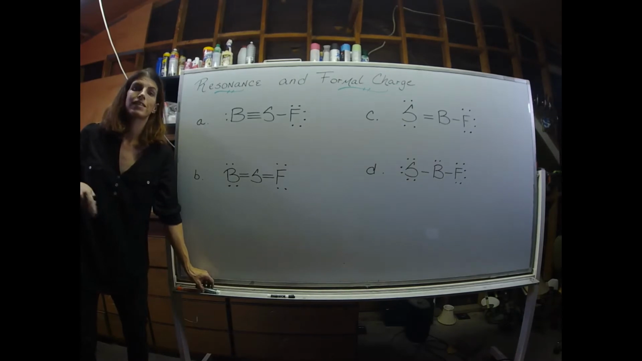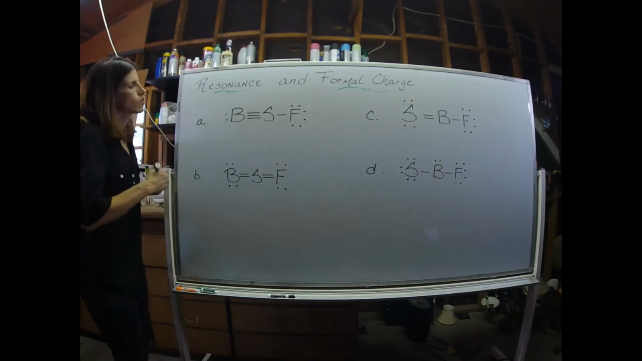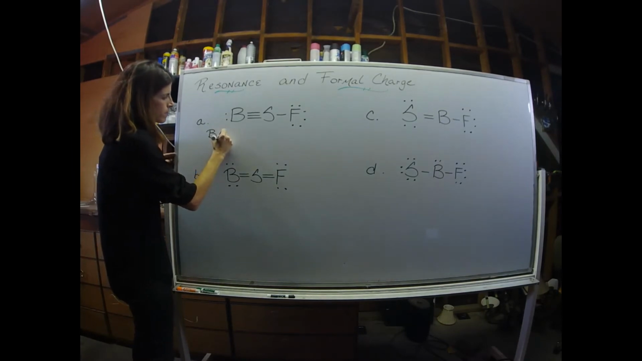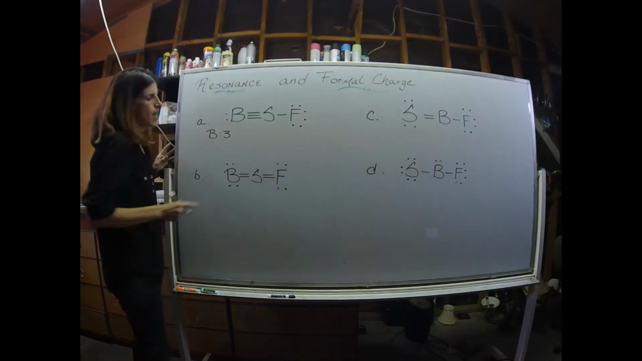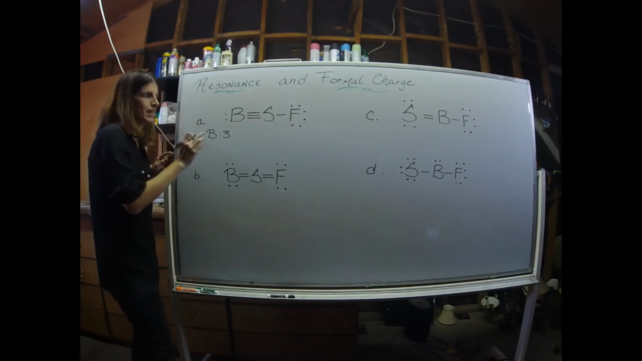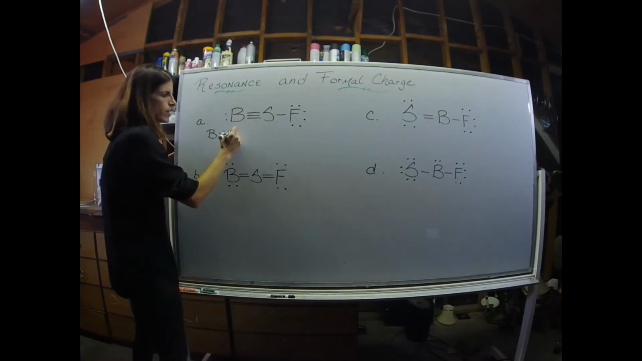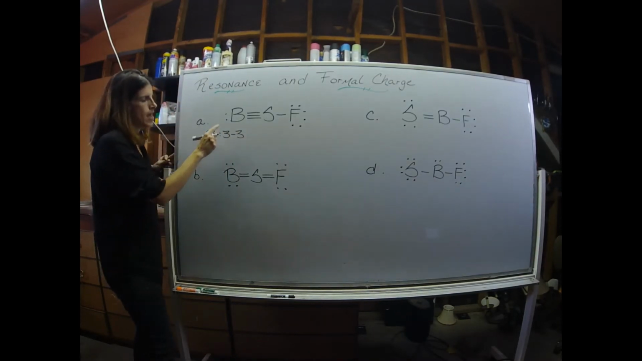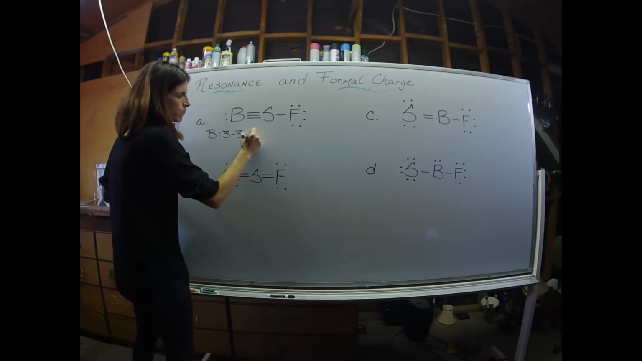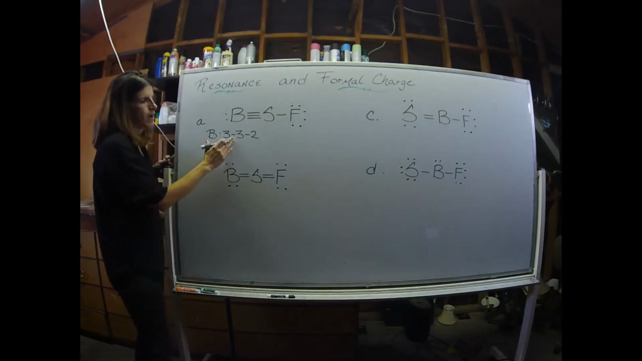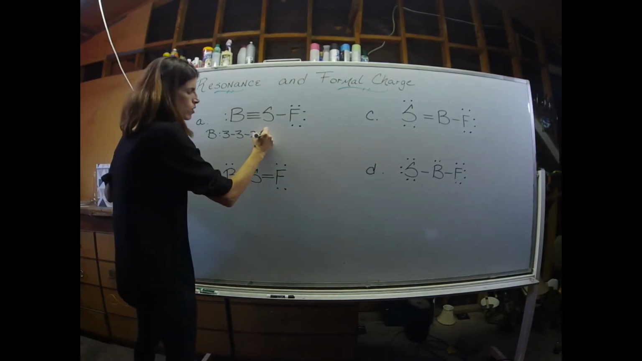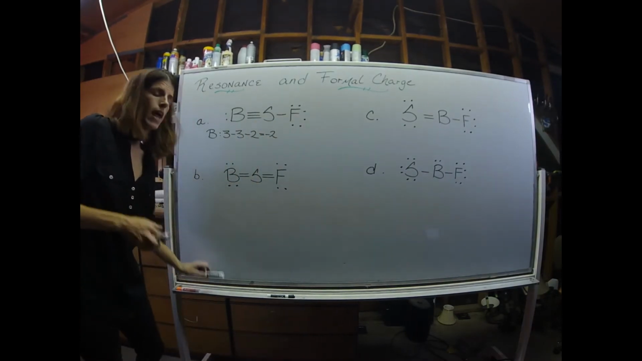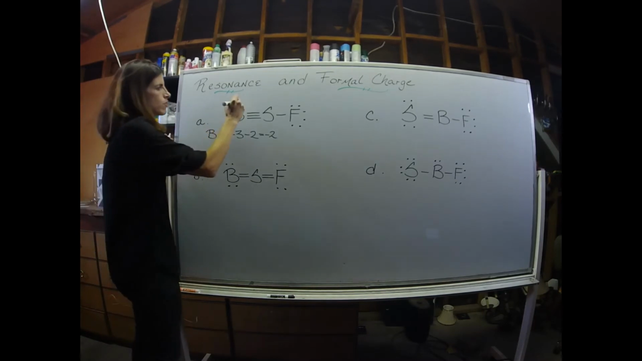Let's start by assigning formal charges. So boron is in group 3, and its group number minus lines, 1, 2, 3, 3 lines connected to boron, and 2 dots. So 3 minus 3 minus 2. So in this particular structure, the boron would have a formal charge of -2.